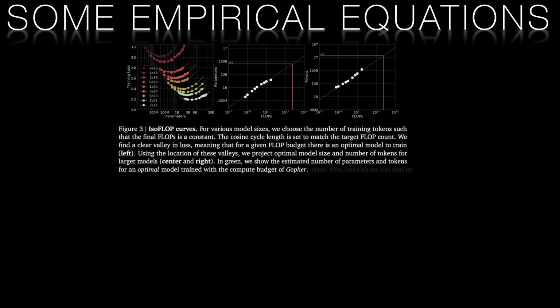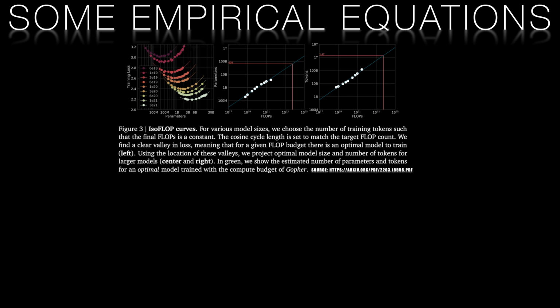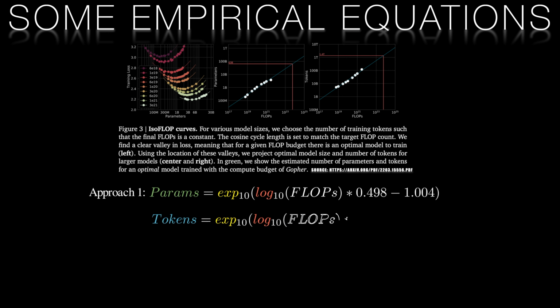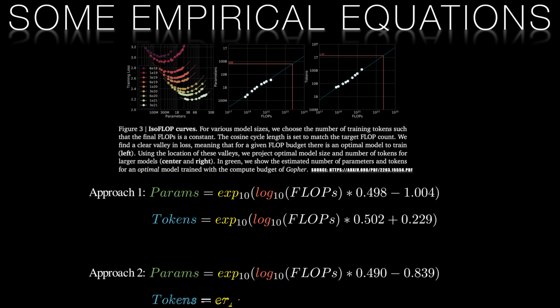Based on their analysis of over 400 models of varying size, the Chinchilla team were able to devise a couple of parametric equations based on model performance to specify the optimal number of parameters and tokens given the compute budget measured in flops. And these equations are shown on your screen.